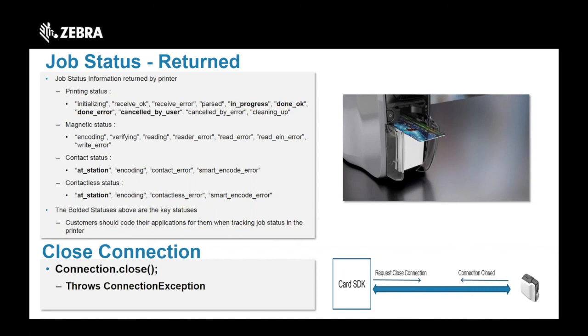For magnetic status, you will get encoding, verifying, reading, etc. For contact status, you will be receiving statuses like in station, encoding, contact error. For contactless status, you will be receiving the same kind of errors as for contact. When your print job has been finished, like you see on the right, you get your card from the printer completely finished, and you will need to close the connection to avoid issues with the print job later.